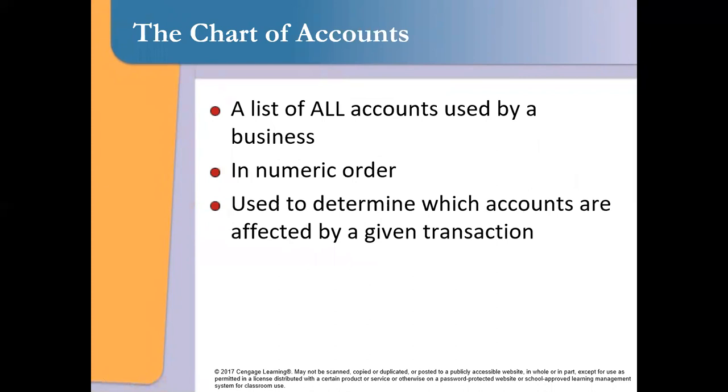So if we purchase a piece of equipment, as we talked about last week, one of those accounts affected is the cash account, right? So we use cash to purchase this item. And the other account that's affected is the actual piece of equipment that we purchase. That will create a new account. And so our chart of accounts is a listing of all the accounts, if you will, that are in our business that we have used in some shape or form to do business throughout the period. The chart of accounts is in numeric order, and it's used to determine which accounts are affected by a given transaction.